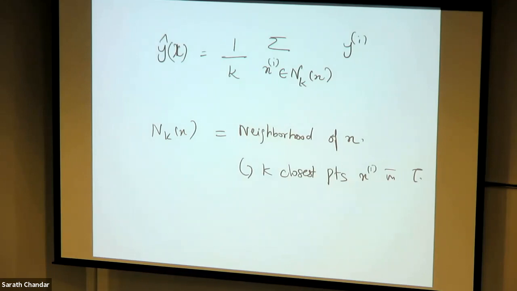Now, how do I define closeness? Any ideas? Euclidean distance could be one option, right? So what metric to use to define closeness? You can just use Euclidean distance. Now this is only giving me an average of the k predictions.